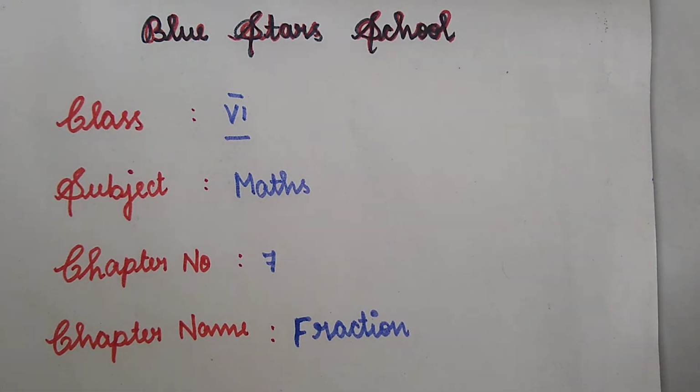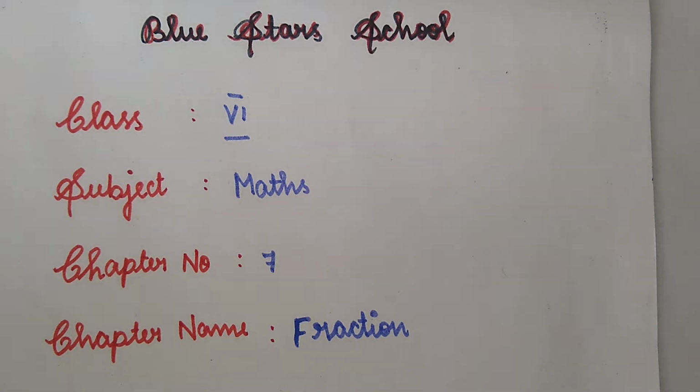Today we are going to see chapter number 7, chapter name Fraction, in the 6th Maths NCERT book. In the last video we saw exercise 7.2, which was related to types of fraction, that is proper fraction, improper fraction and mixed fraction. Now today we are going to see exercise number 7.3, which is related to equivalent and simplest form of fraction. What? Equivalent and simplest form of fraction.